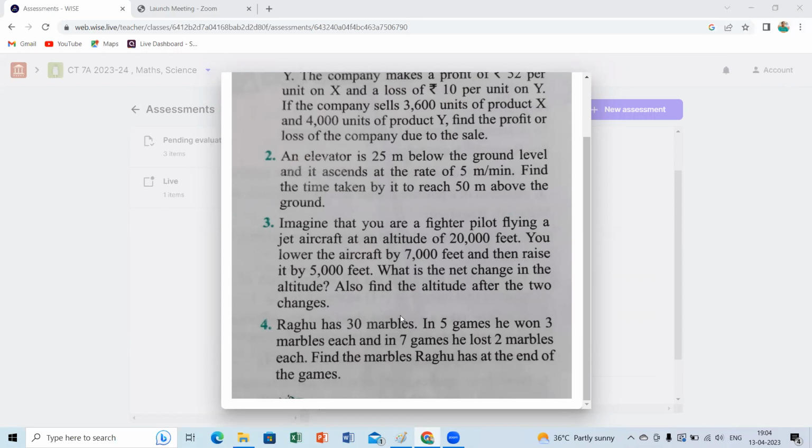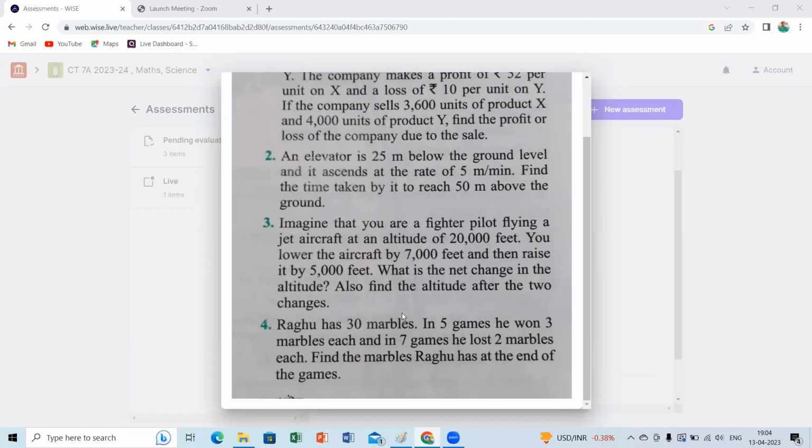And then you are raising by 5,000. Your opposite person is going up again, so you also rise by 5,000. Right now you are at 13,000 feet. 13,000 plus 5,000, where is your position? Ma'am, 18,000 feet. Yes, 18,000 feet. After the two changes, you are at 18,000 feet above the ground. Now, what is the net change in the altitude? How much net change?